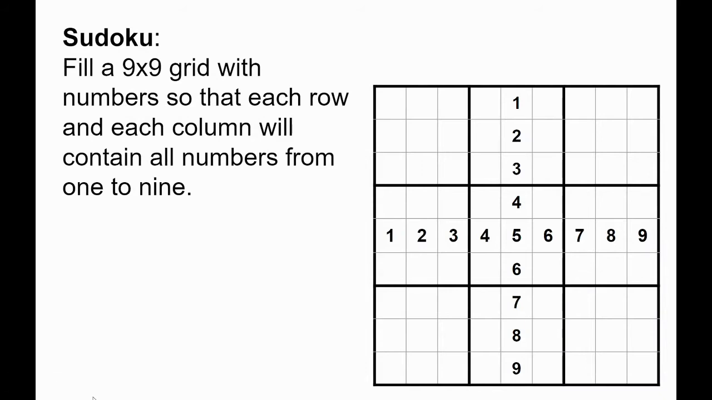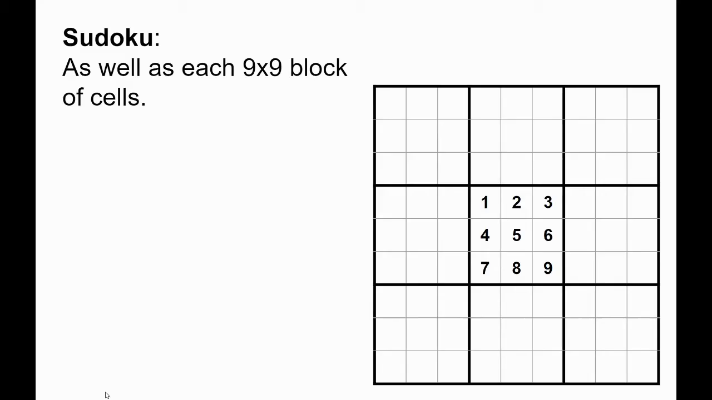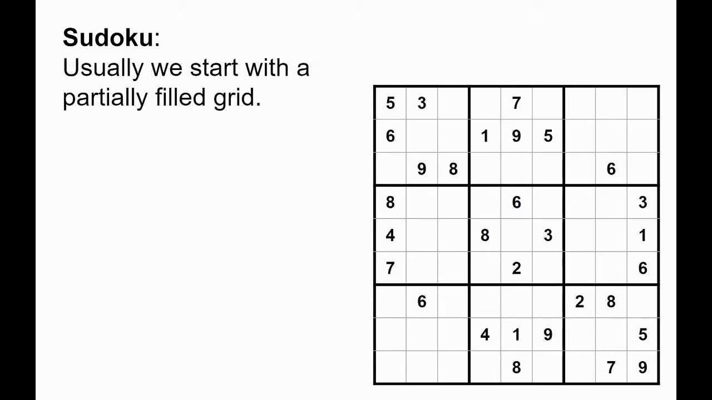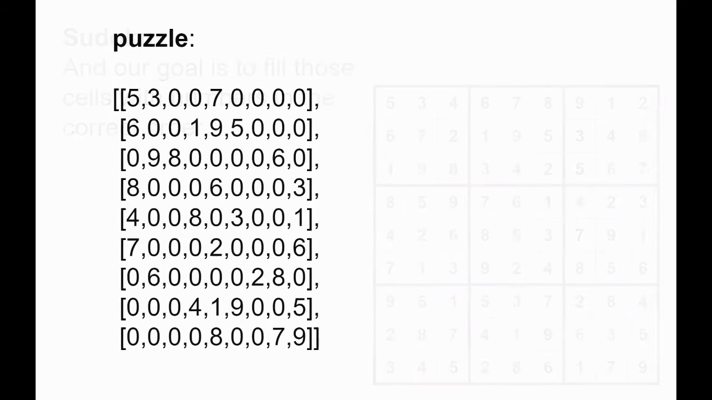So we need to fill a 9x9 grid with numbers so that each row and each column will contain all numbers from 1 to 9. And the condition must be true for this 3x3 block of cells as well. Usually we start with a partially filled grid and we need to fill the gaps so that it will be complete. This is how the solved Sudoku looks, and effectively there is only one solution. In other words, a unique combination of numbers that satisfy the constraints.